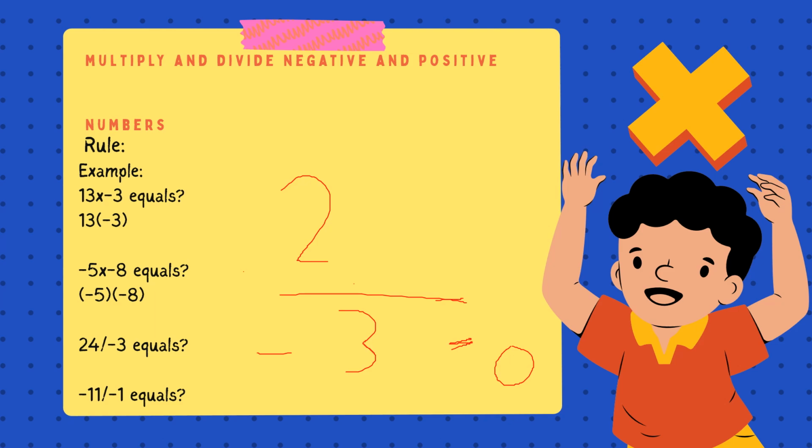Cool. Now look at this one. Negative 11 divided by negative 1. So those are the same languages, right? Negative and negative. So the result is going to be a positive conversation. Okay?